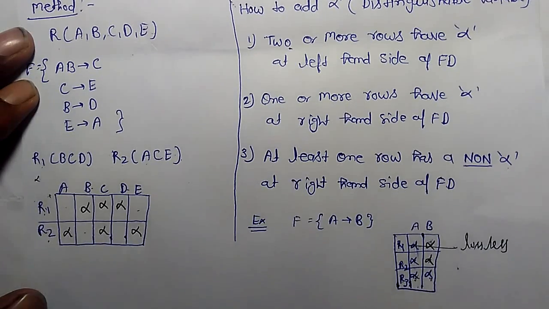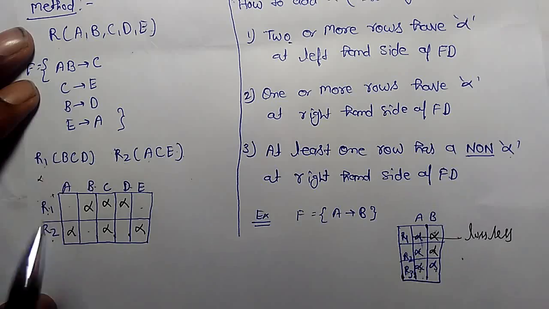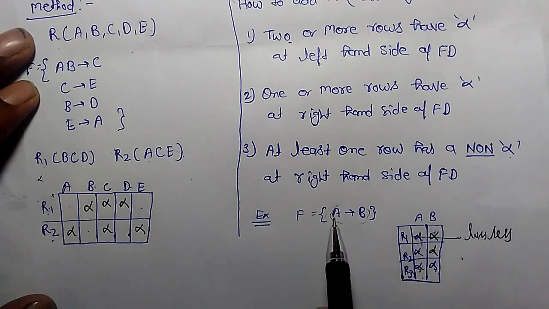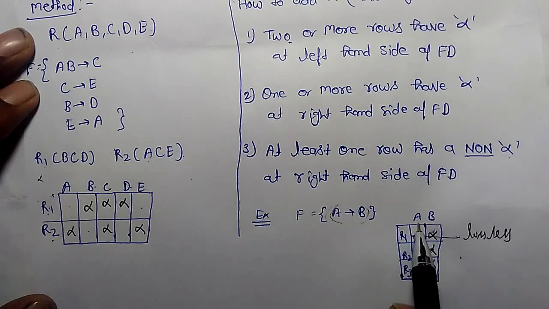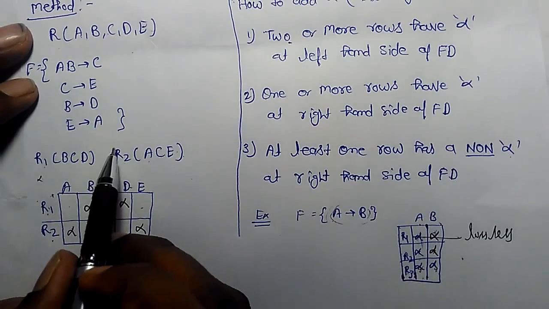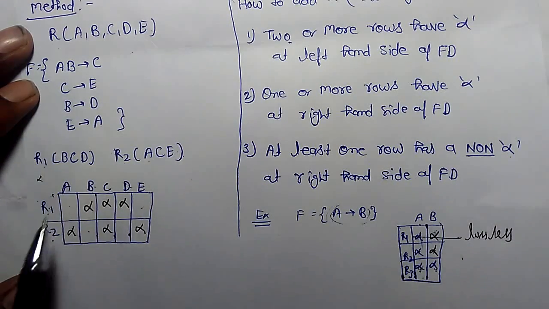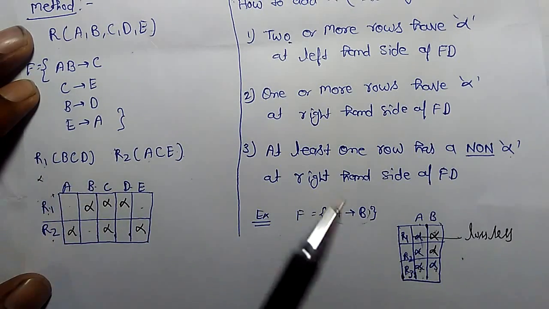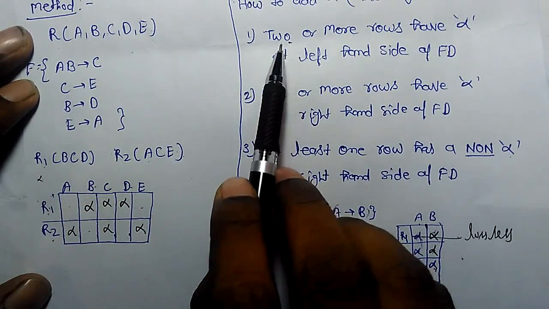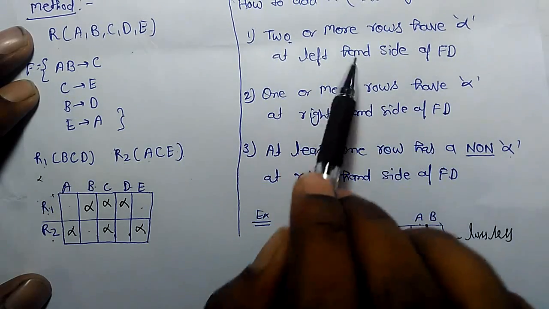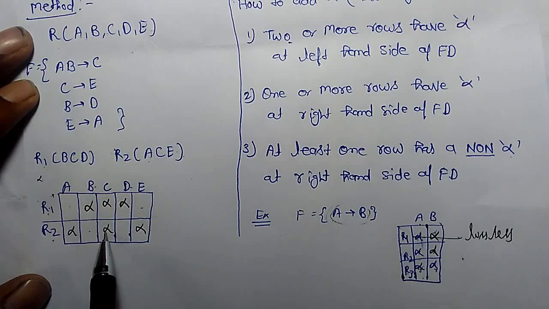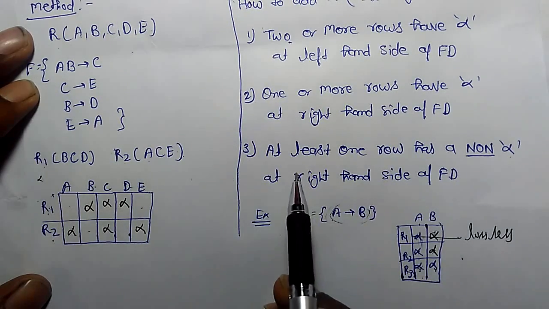Similarly, for this example, we have to fill according to the functional dependencies. We have filled alpha according to the A determines B functional dependency, because we checked A and filled B. Start with AB: AB combined, does it have 2 or more rows with alpha at the left hand side? No. So we can't fill C. C is already filled there, and it does not follow the third rule either.